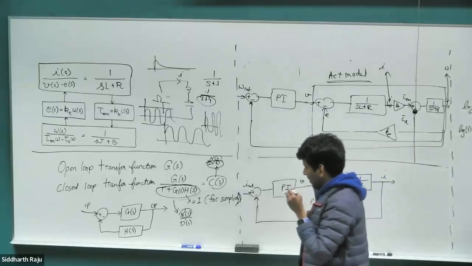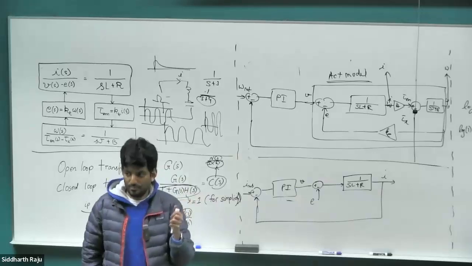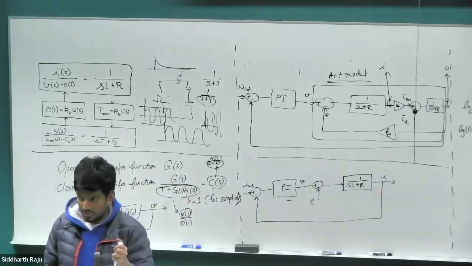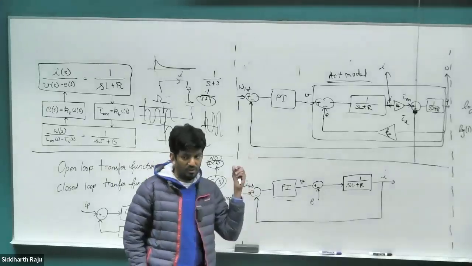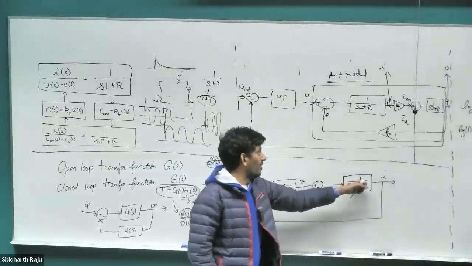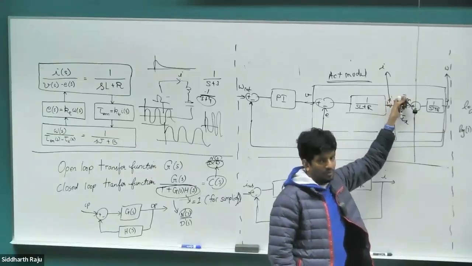Can everybody give me an application where I would want to control the current of a motor? Yep, an EV, an electric vehicle. So a traction application, right? Because the current is directly proportional to the torque. Whenever I say current control, it is basically the same as saying torque control. If I control the current, I'm controlling the torque.